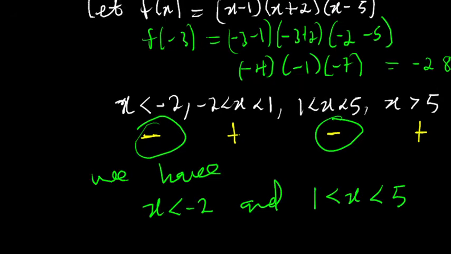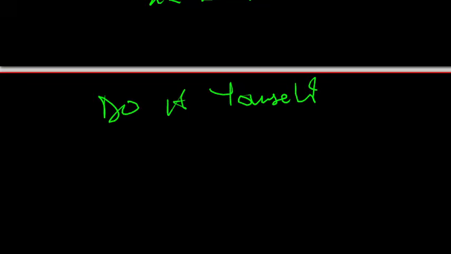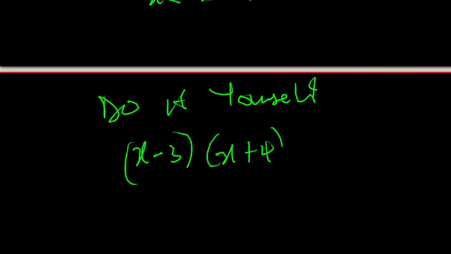Good. So use the same method to solve this as well. Let me give you this. Do it yourself. So use this to solve this as well: x minus 3, x plus 4, and x minus 9 greater than 0. What are we going to have? So give me your answer in the comment section.